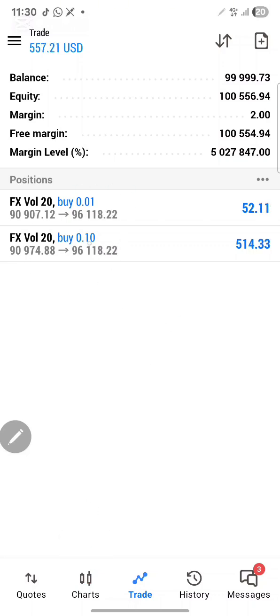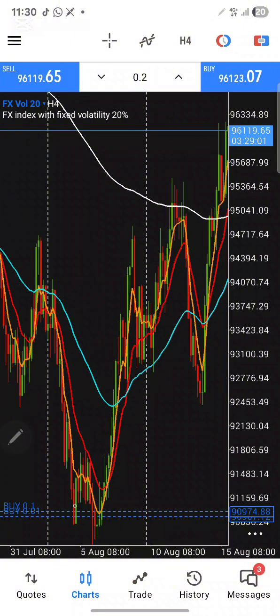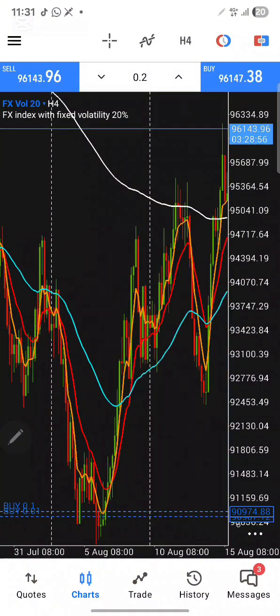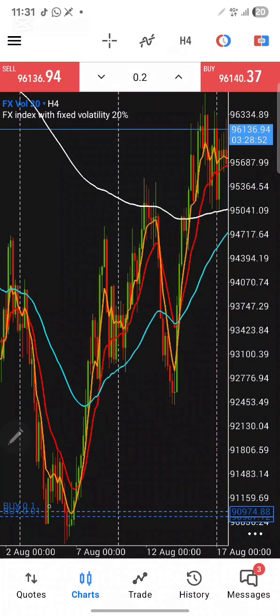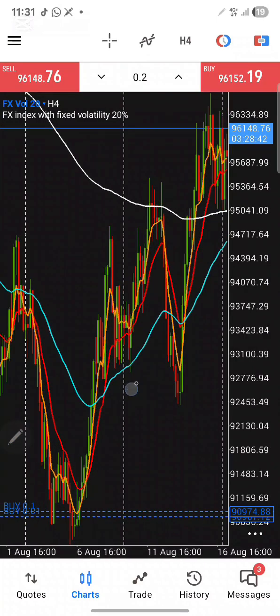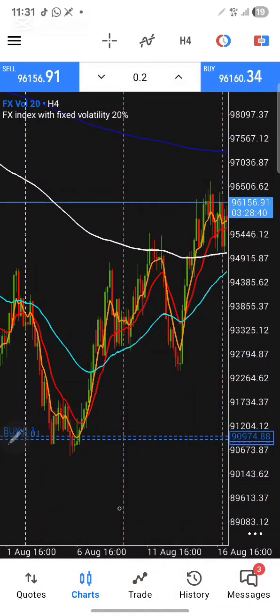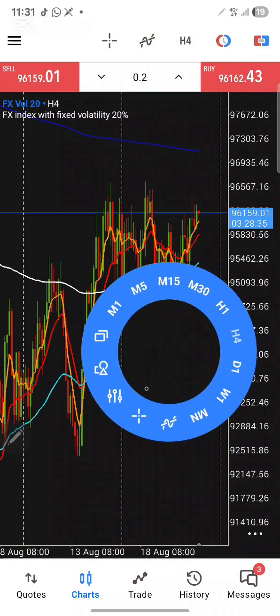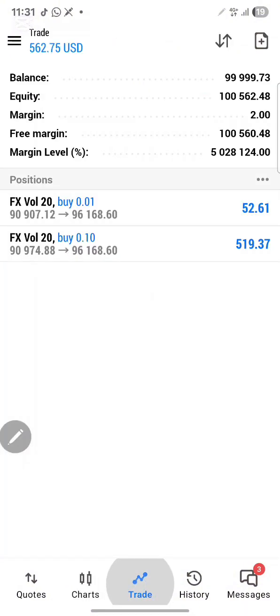The trades are both in profits because they're all buy trades on 90974.88. It's the same level. So we bought here and the market went in our direction. So this basically means that we are in profits. But if the market had gone down, we would have been in a loss. So this is the difference in contract sizes.